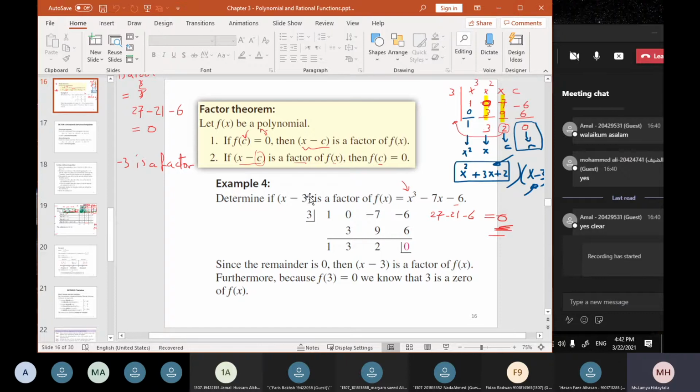Here, we take c, which is 3, and substitute it inside the function. If the answer is 0, that means the remainder is 0. If it's not 0, then you directly get the value of the remainder. And if the remainder is 0, that means this is a factor of our polynomial. It is one of the factors. When you divide your function by this, you will get another factor, where the remainder is 0. Yes, we knew that before in our previous class.